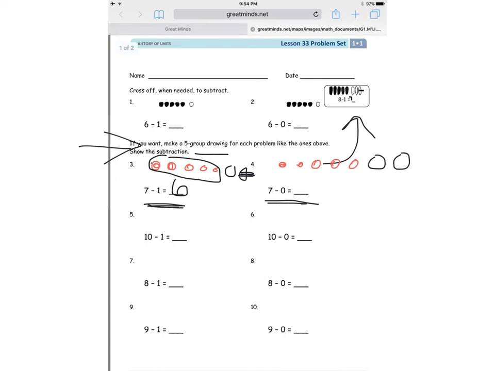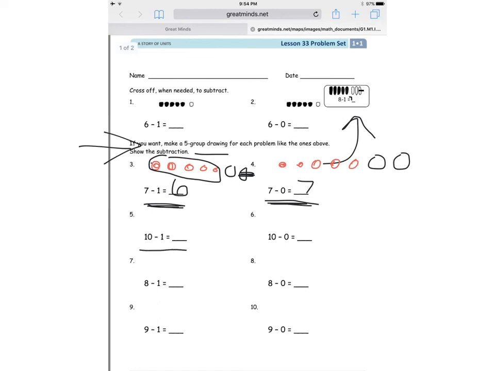My problem is 7 minus 0. Well, I'm not going to cross any of these out because I can't, if it's 0, I can't take any beads away. So this is going to be 7. We're going to do one more problem, number 5, and then I want you to try to do the rest of them on your own.